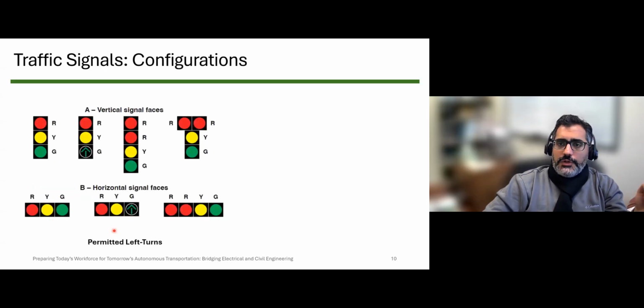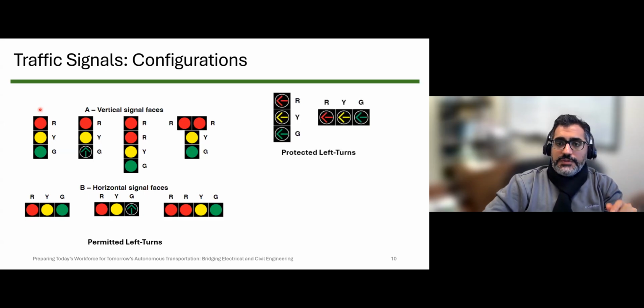The next one that I want to talk about here is configurations of traffic signals. We usually have these vertical signal phases, but in case we do not have enough vertical clearance, we may make the arrangement horizontal. Although this is not an ideal situation, the ideal situation is using the vertical alignments.